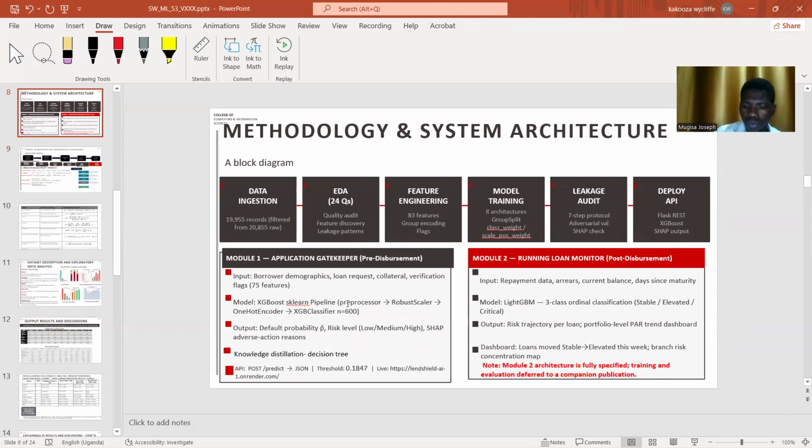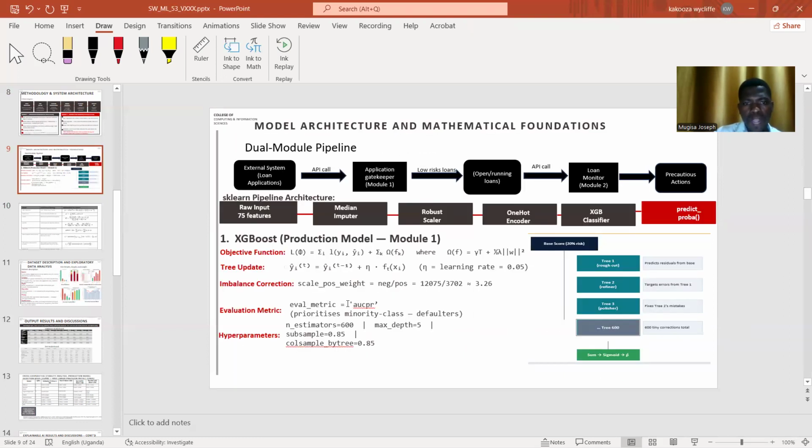And then we handle our imbalance through scale_pos_weight. That's how we handle our class imbalance, whereby, so what is the 3.26 meaning for us? So this is only carried out on the train split, whereby the train had these non-defaulters and these defaulters. And then 3.26 is meaning that when the model misclassifies a default, it should penalize it 3 times higher than when it has misclassified a non-default.